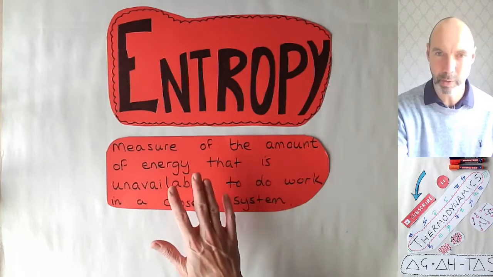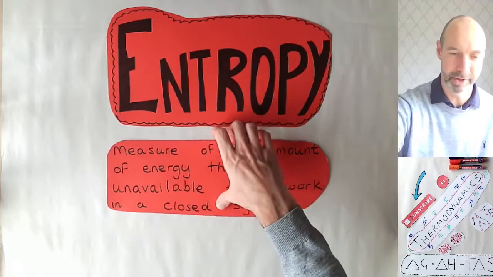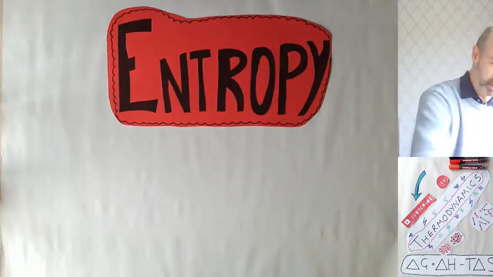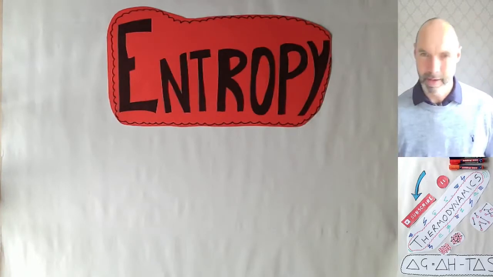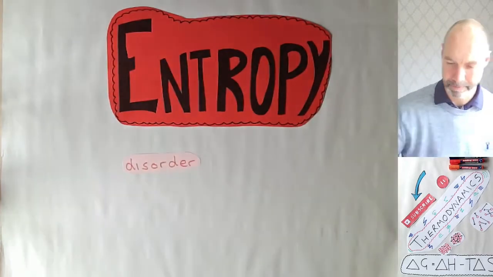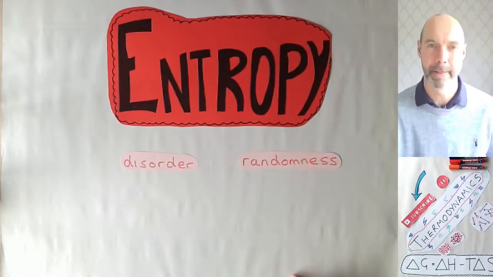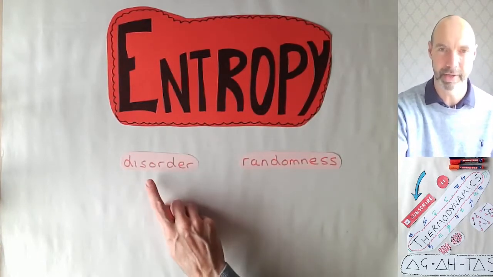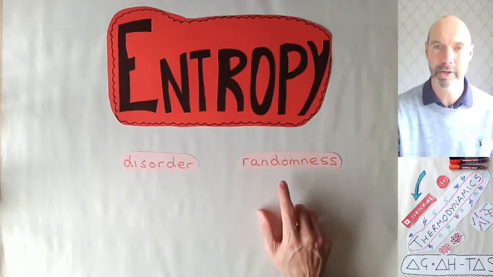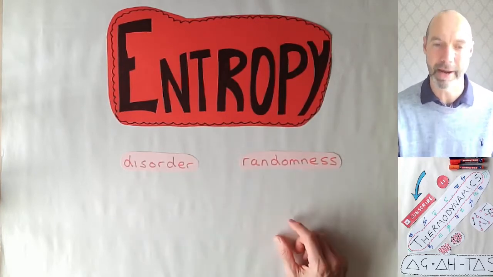We don't need to worry too much about this definition, and we're going to use the term disorder or randomness to describe entropy. So we're going to stick to these two definitions. It's a measure of the disorder or it's a measure of the randomness, and it's a type of energy.